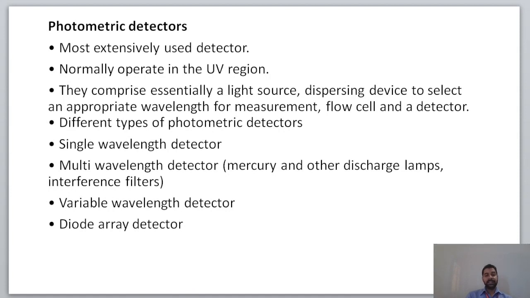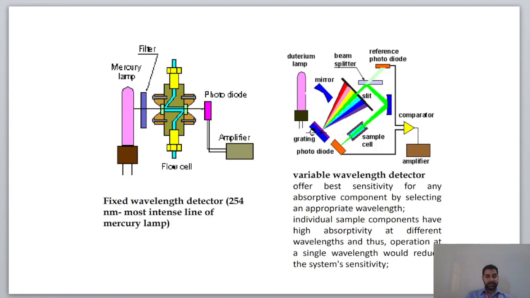Next is our photometric detector. It is the most extensively used detector. Photometric detector is nothing but PMT, photomultiplier tube. They normally operate in the UV region, that is 200 to 400 nanometer. They comprise essentially a light source, a dispersing device to select an appropriate wavelength for measurement, a flow cell and a detector. Different types of photometric detectors: single wavelength detectors, multi-wavelength detector, variable wavelength detector and diode array detectors.